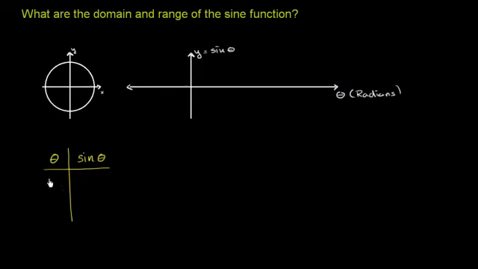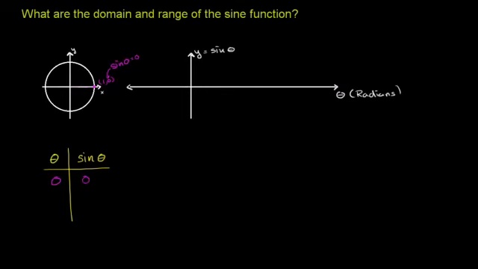We could do a bunch of theta values. Let's say we start at theta is equal to 0. What is sine of theta going to be? Well, when the angle is 0, we intersect the unit circle right over there. This is the point 1, 0. The y coordinate is 0, so sine of theta is 0. Sine of 0 is equal to 0.